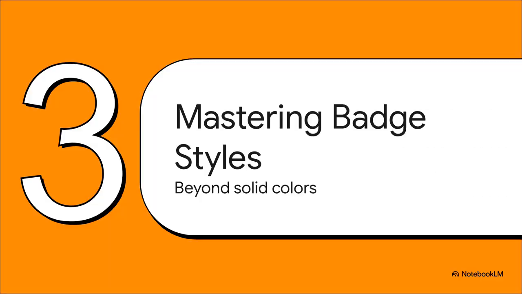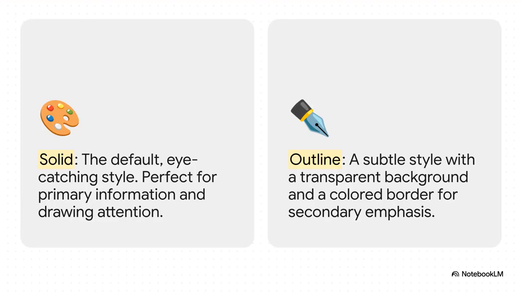But, and this is important, you are not limited to just solid colors, not at all. You can completely change the badge's appearance with different styles to match the exact visual weight you're looking for. The 2 most common styles you'll probably use are solid and outline. So solid is your default. It's eye-catching, perfect for primary information. Outline, on the other hand, is great when you want a more subtle, secondary emphasis without losing that color context.